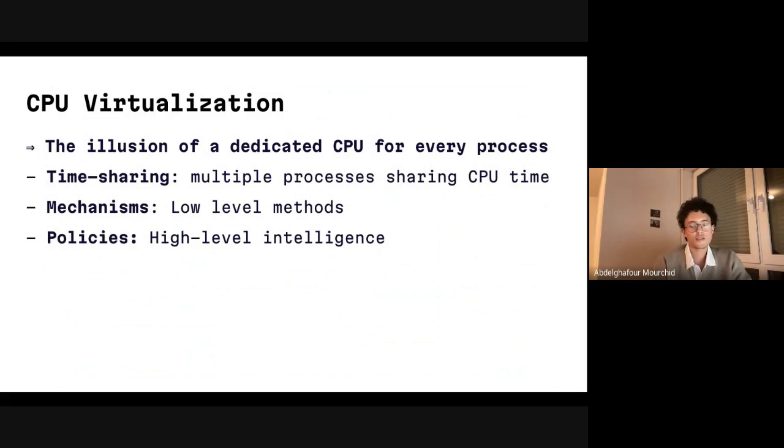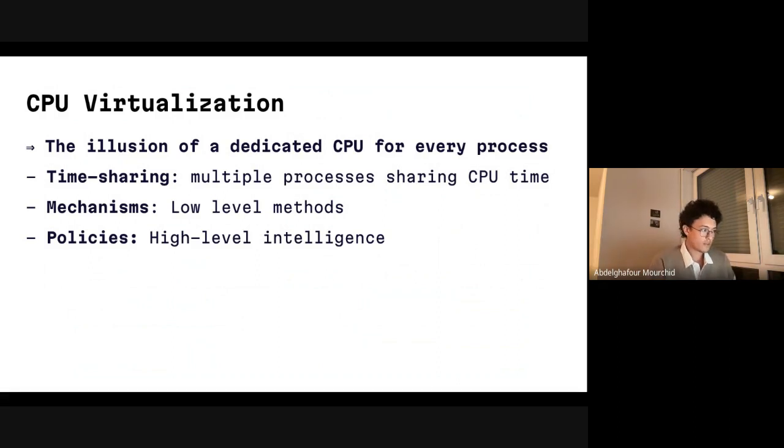CPU virtualization is the fact that on an application level, on a process level, let's assume there is one CPU. The process is assuming that the CPU is all its own, and it's up to the operating system to share this resource, the CPU, between multiple processes that are trying to use it. And now we're talking about time sharing. Time sharing is sharing the CPU time between multiple processes that are executing.